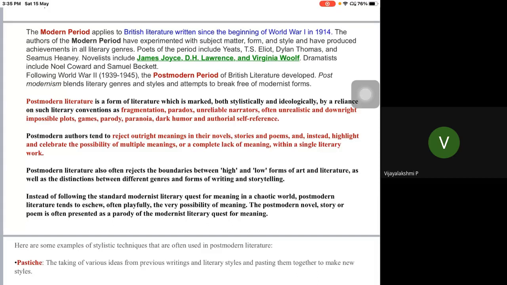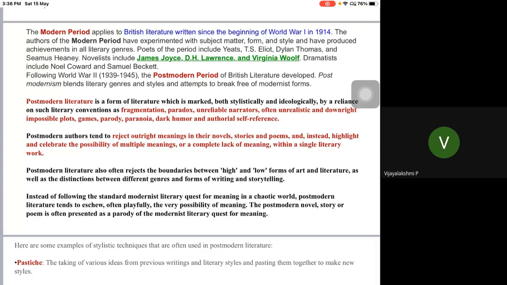Postmodern literature is a form of literature which is marked both stylistically and ideologically by a reliance on such literary conventions as fragmentation, paradox, unreliable narrators, unrealistic and downright impossible plots, games, parody, paranoia, fear, dark humor, black comedy, and authorial self-reference, the author talking about himself, right? All of these things form some of the features of postmodern literature. So fragmentation is there, paradox, juxtaposition, unreliable narrators. All of these form part and parcel of the way in which postmodern literature was written.